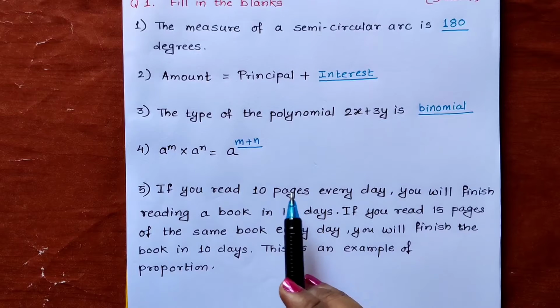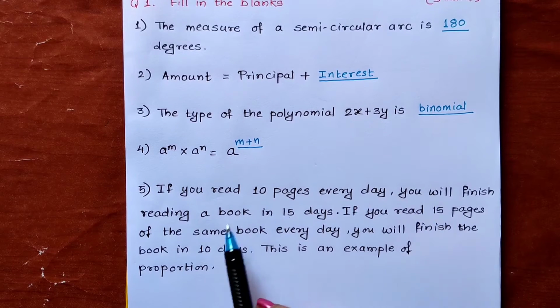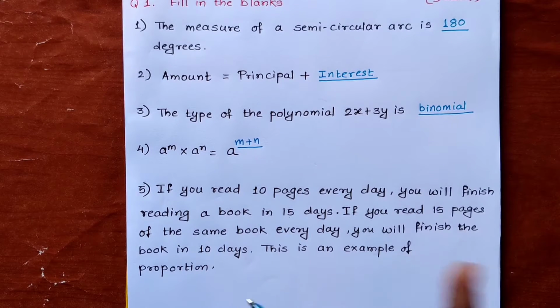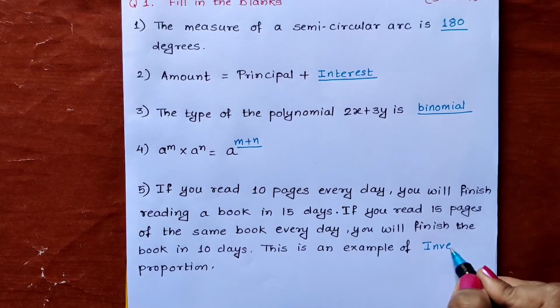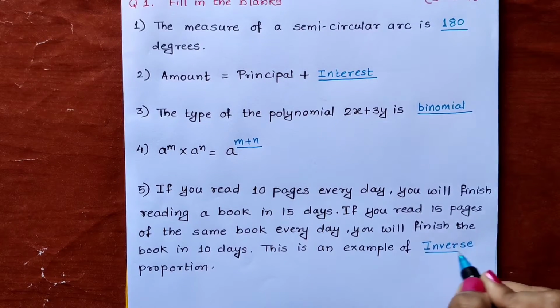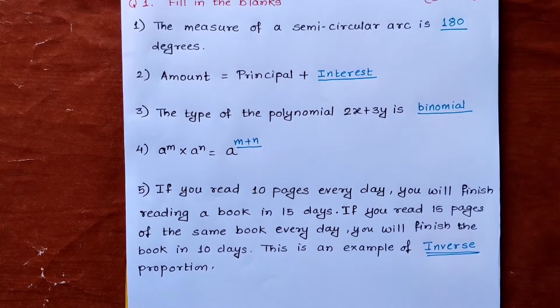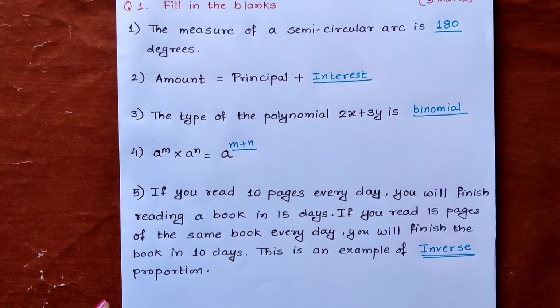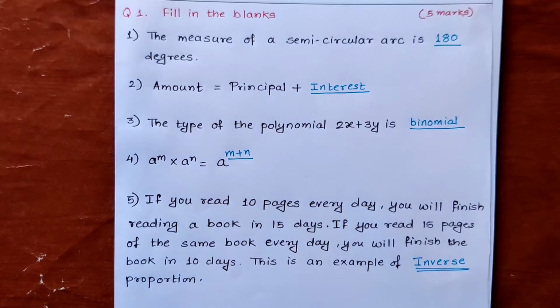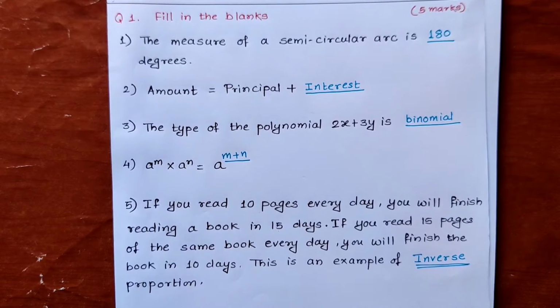That means what? Pages are increasing but the number of days is decreasing. One quantity is increasing, the other quantity is decreasing. So what type of proportion is this? This is an example of inverse proportion. This is not a direct proportion, this is an inverse proportion. In this way we can complete the fill in the blanks question. Now let us go on to the next question. If you want, you can take the screenshot of this question number 1. Now next question.